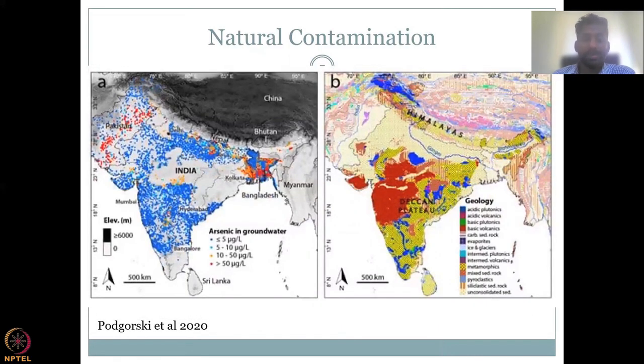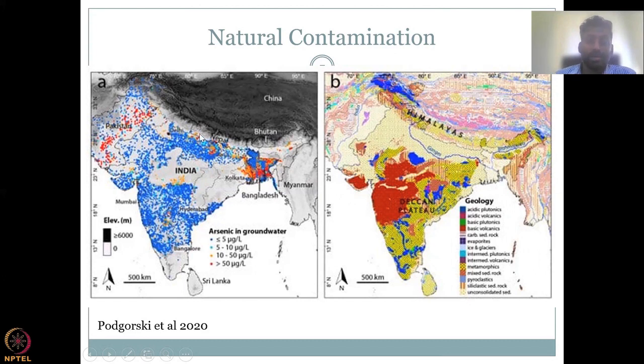Moving on, another study by Podgorski et al. in 2020 has mapped the groundwater quality concerns and also natural factors, for example, the geologic content across India. What they find is that the greater arsenic in groundwater is found in regions where we have unconsolidated sediments along with some basic volcanics. So here we have some arsenic, but it's very little. The blue color is very little.